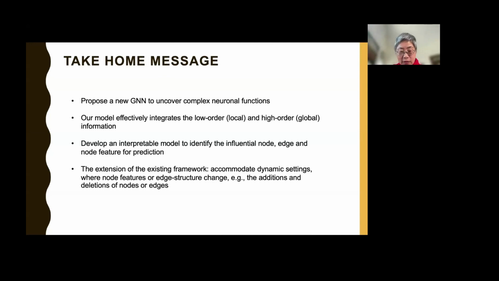Finally, I can say that even for the existing work, there are many extensions you can do. For example, today I didn't talk about how we can accommodate dynamic settings, where the node features or the edge structure could also change over time. This could add an additional layer of complexity because it's like a change point problem. Then the edges and the nodes could belong to different subgroups, belong to different layers. So this could be an additional very challenging task in the future.